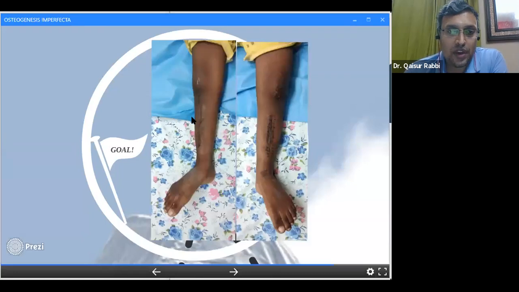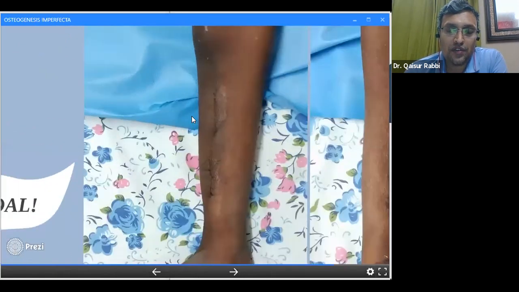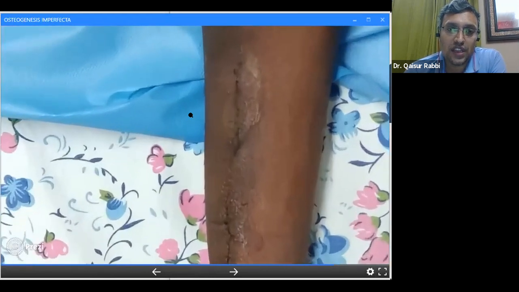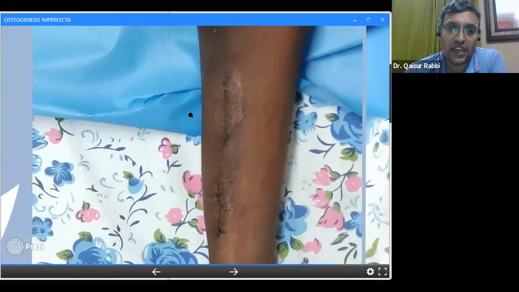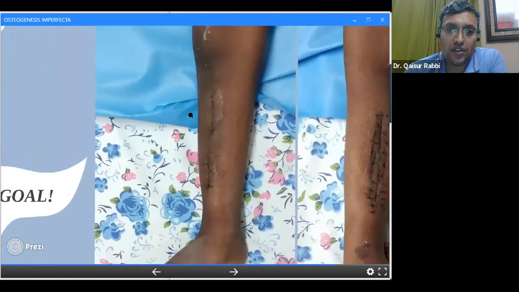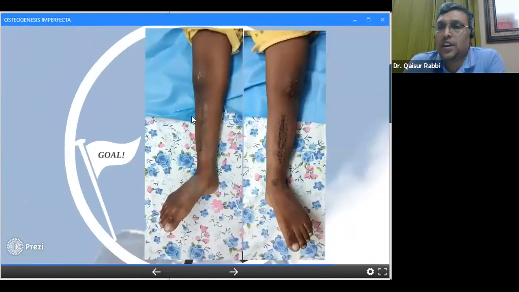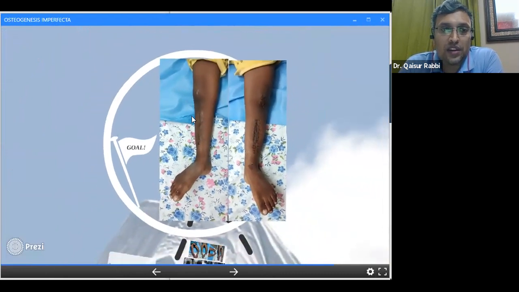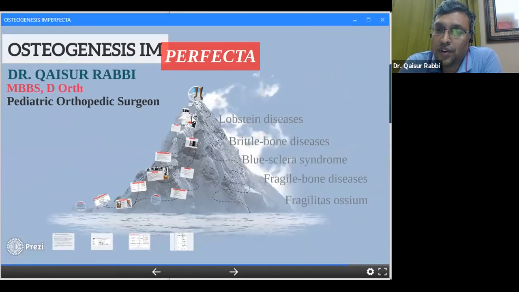Post-operatively, at 27 days, you will appreciate the right leg was operated first and the left leg second. Our goal was achieved. We have achieved straight legs. Both legs are now straight. In follow-up, I don't have those pictures, but he showed good union and good range of mobility of both ankles. So that's all from me today. Thank you all for your patience in listening.